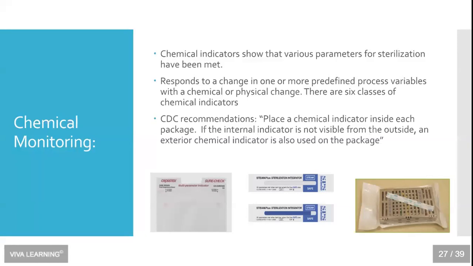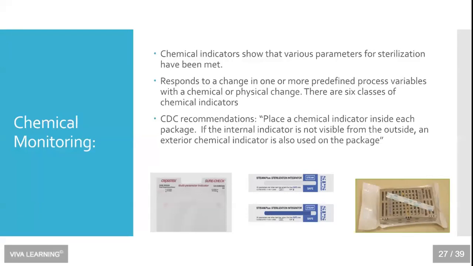CDC recommendations with regard to chemical monitoring in the dental setting are pretty vague. They say place a chemical indicator inside each package. If the internal indicator is not visible from the outside, an external chemical indicator is also used on the package. So if you look on the left-hand side, you'll see the edge of an instrument pouch, and you can see that there are external chemical indicators on the outer portion of the seal, and one on the internal portion, and that serves as the internal chemical indicator.